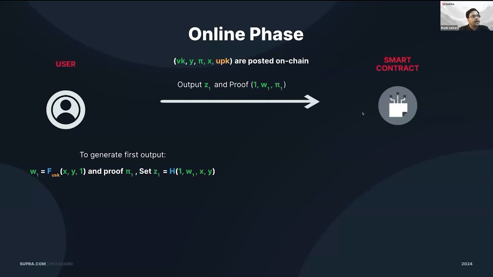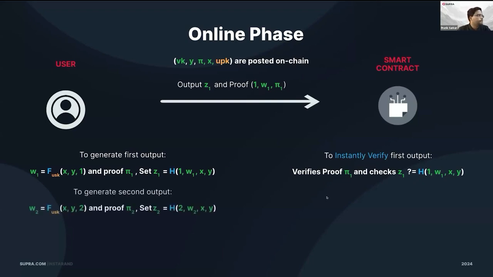And now if the smart contract wants to instantly verify this output, the smart contract will first verify the proof pi 1, and then it will recompute Z1 as the hash of 1, W1, X, and Y. Verifying this proof pi 1 ensures that W1 is correctly generated, and then Z1 can be recomputed.